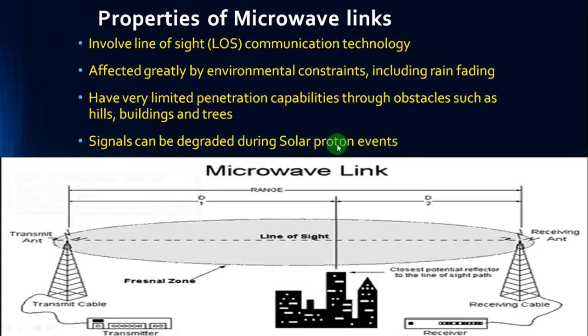The microwave tower and the microwave link, also called radio links, have to be set up at a very high frequency and in a particular direction so that the signal can easily travel, and signal loss or signal absorption and attenuation can be minimized from the media.